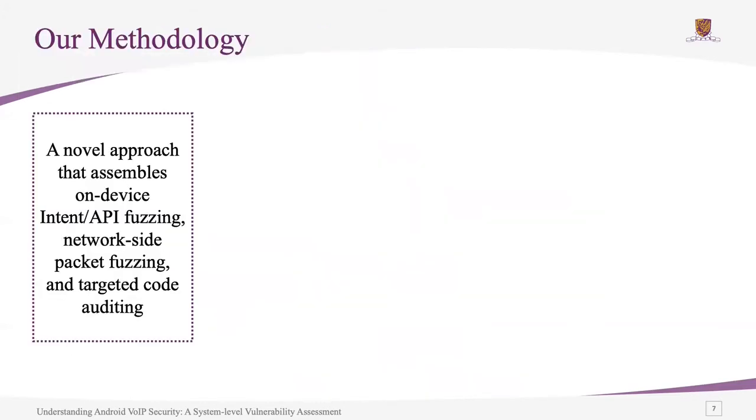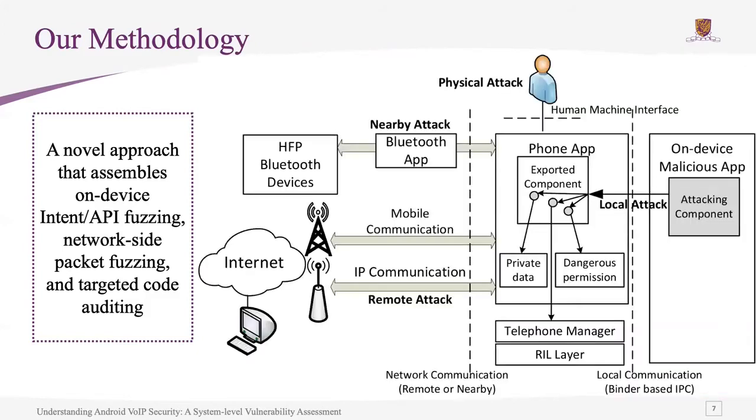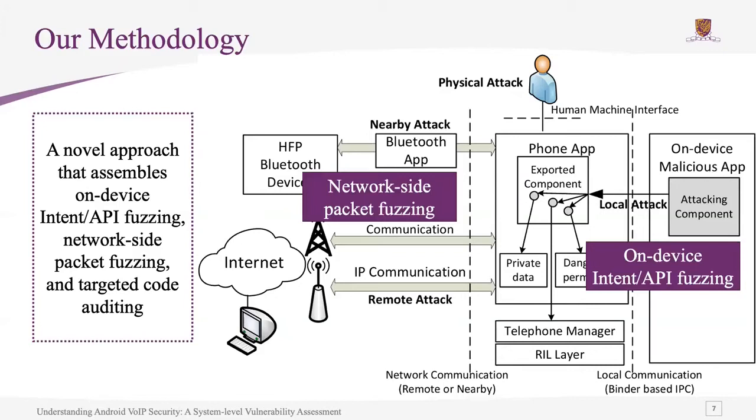After understanding Android's VoIP integration and its attack surface, we propose a novel approach to systematically assess Android VoIP's vulnerabilities. We still use the previous figure to illustrate the basic idea of our approach. In this approach, we first automatically test Android VoIP components through on-device intent API fuzzing and network-side packet fuzzing, and further combine them with targeted code auditing. In this talk, I will focus on the first two parts, and you can refer to our paper for the details of targeted code auditing.